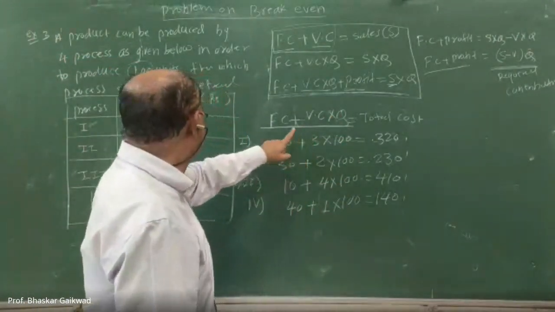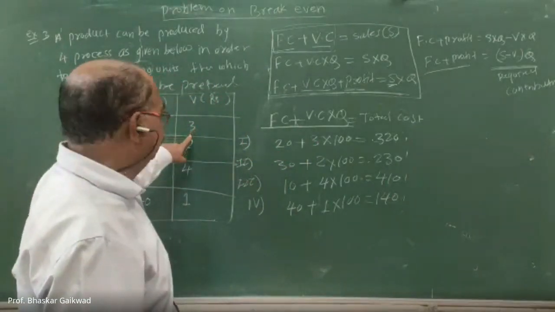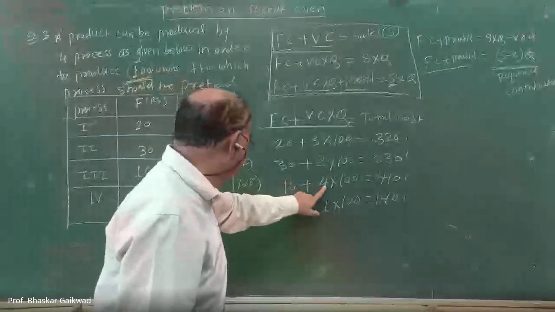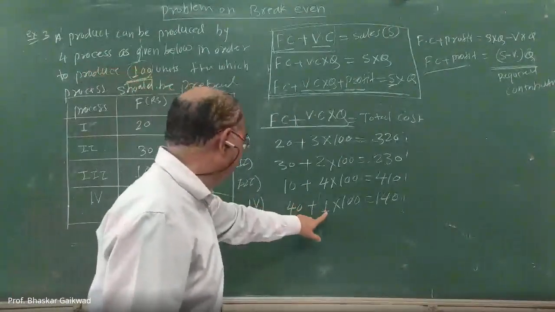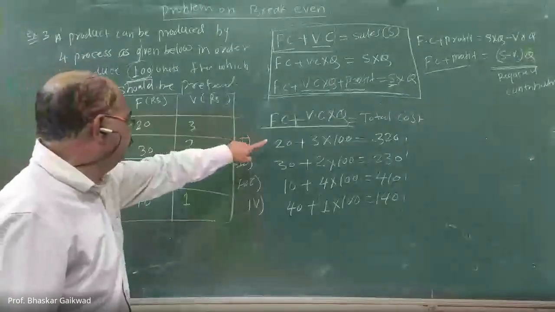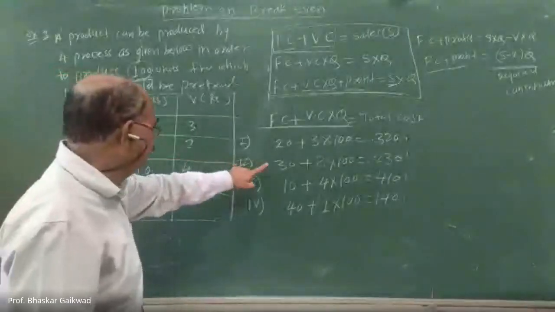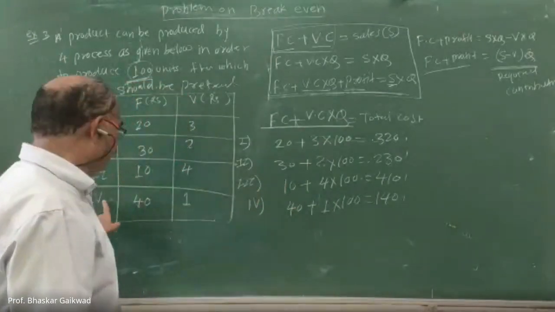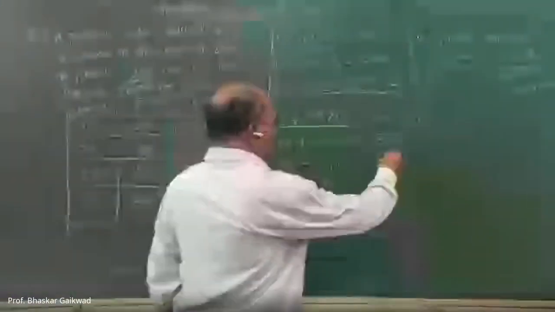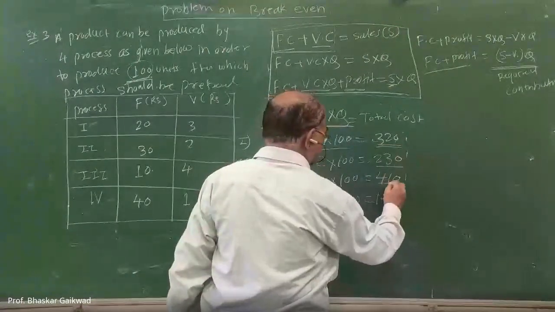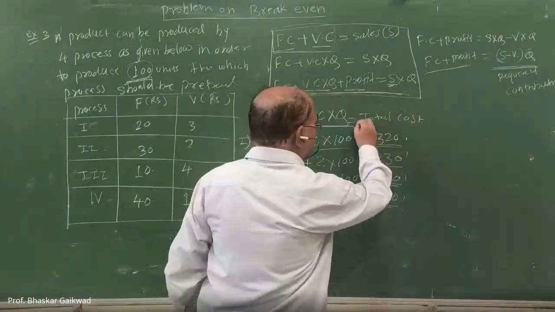Variable cost is 3 for the first process, 2 for the second process, 4 for the third process, and 1 for the last process. And the fixed cost is 20 for the first, 30 for the second, 10 for the third, and here it is 40. So after these calculations, you will get this answer. This is your total cost.